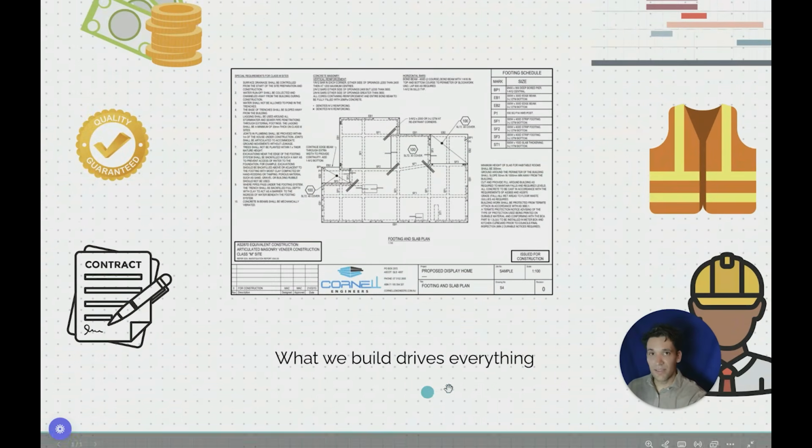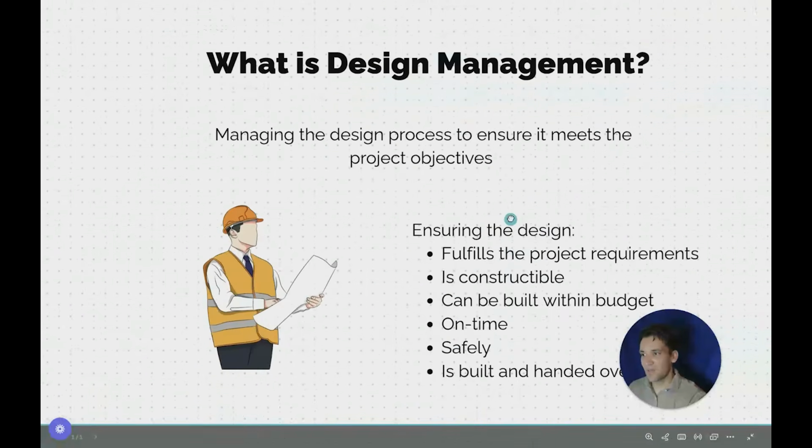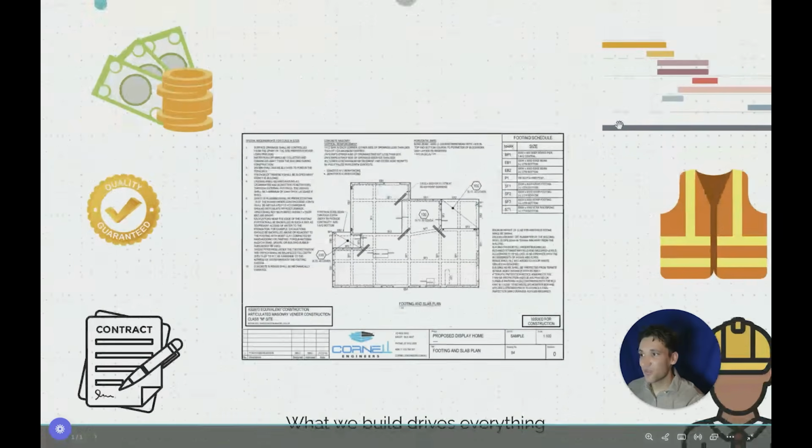Okay, so we understand the requirements, we understand the design process, we understand what the design is and why it matters. Let's now talk about what is design management. Design management is the process of managing the design to ensure it meets the project objectives and fulfills the requirements. So it's ensuring the design that we develop, the instructions of what to build, fulfills the project requirements, is constructible, can be built within our budget, on time, safely, and can be handed over at the end of the job.